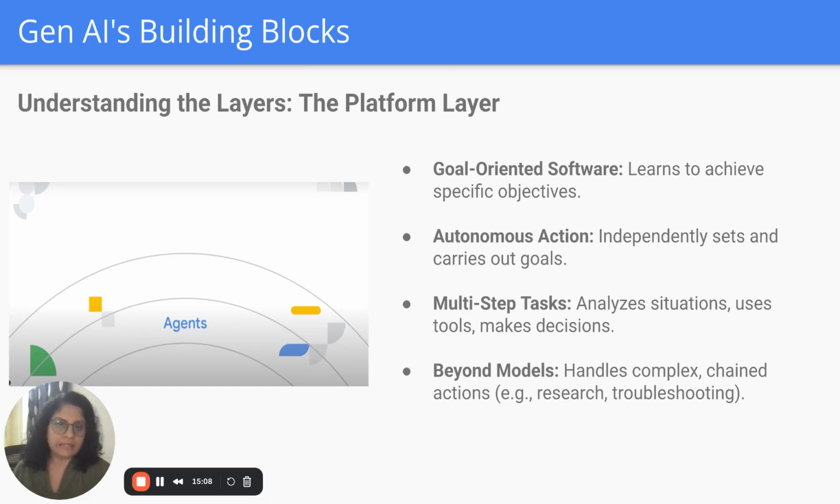It again handles multi-step tasks. It analyzes the situation, it analyzes the use cases, it analyzes the tools and makes its own decisions. And beyond the models, they handle complex and chained actions like research or troubleshooting. Say, for example, with a coding agent, if I have been given code and I get an error in that code, and I say I got this error in that code, it will go back, analyze the code which was given by the agent, and then again give me corrected code.